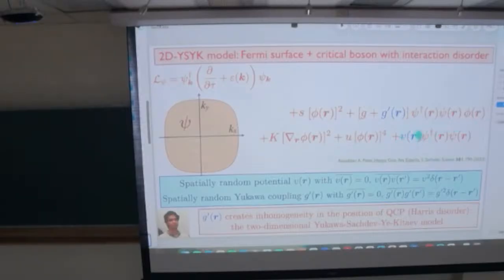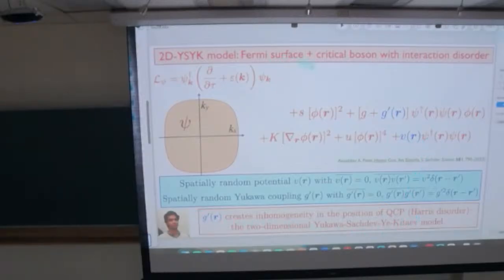And you also put in some random terms. So the things in blue are random functions of space with zero mean and some correlation. This V of R is the basis of disordered electrons, but actually the most important effect comes from this G prime of R. The reason is that this G prime actually determines the local position of the system relative to the QCP, the quantum critical point behavior that Arindam mentioned. So this is what you have to include.